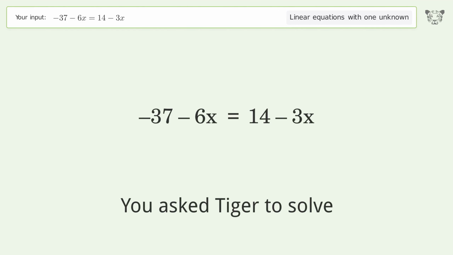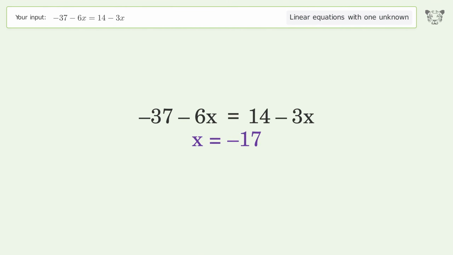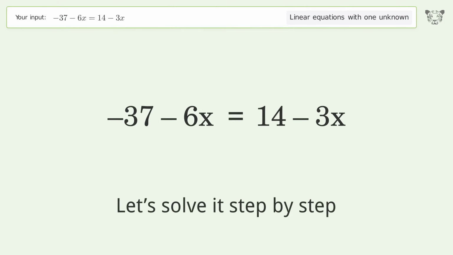You ask Tiger to solve. This deals with linear equations with one unknown. The final result is x equals -17. Let's solve it step by step.